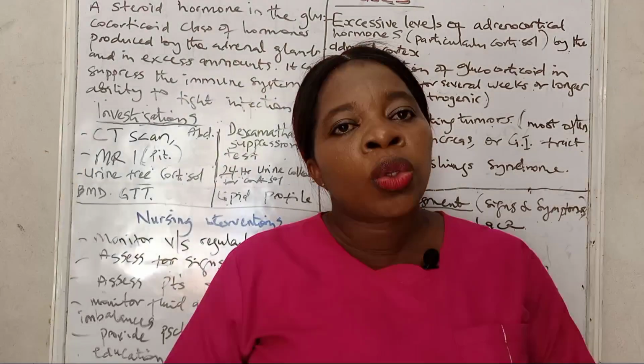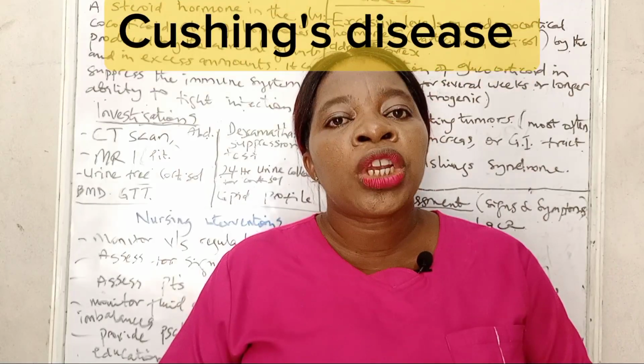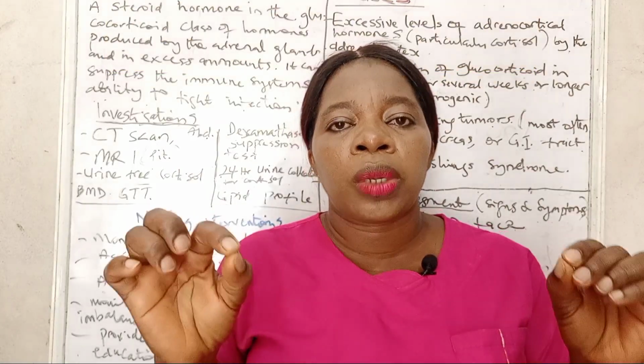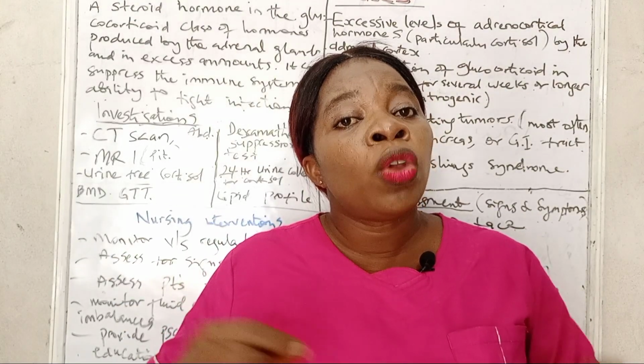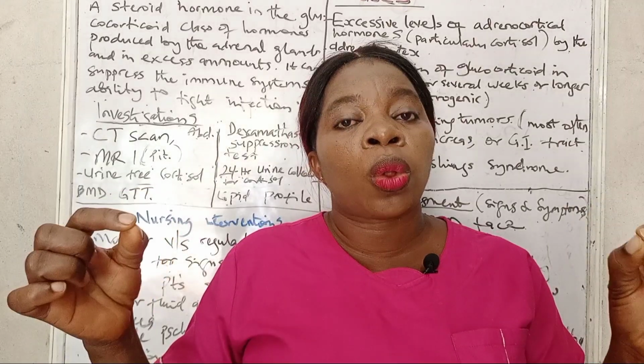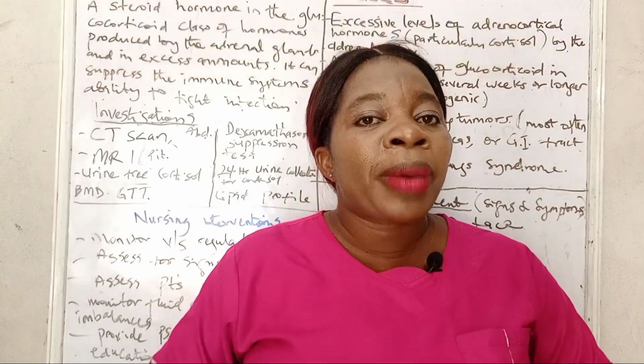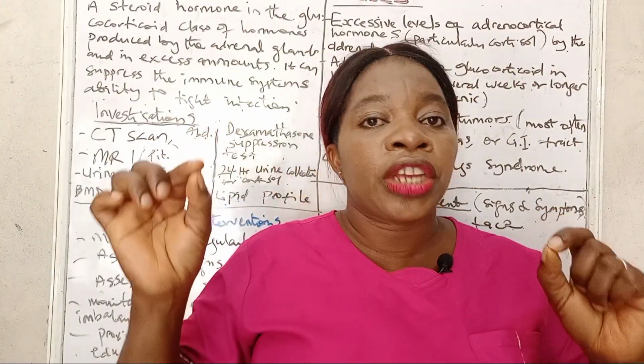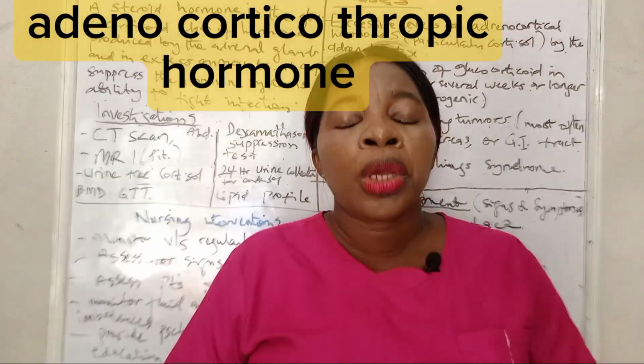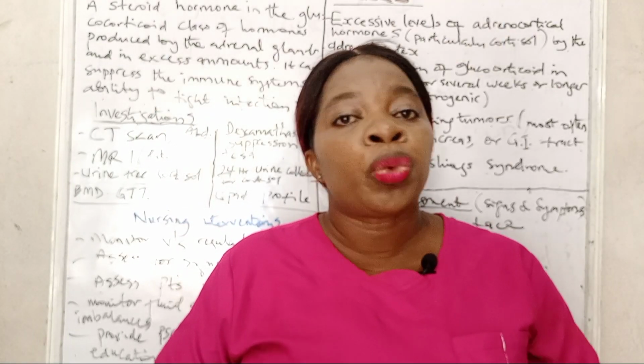We have just talked about Cushing syndrome. Now, we want to also talk about Cushing disease. Cushing's disease is a metabolic disorder characterized by abnormally increased secretion of cortisol. It is endogenous, caused by increased amounts of ACTH, adrenocorticotrophic hormone, secreted by the pituitary gland.